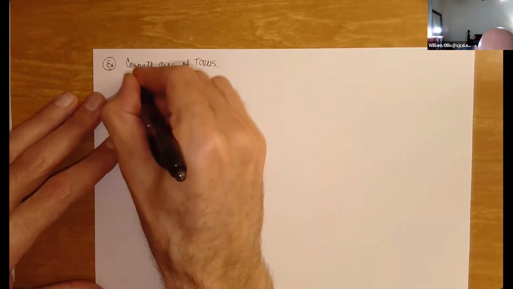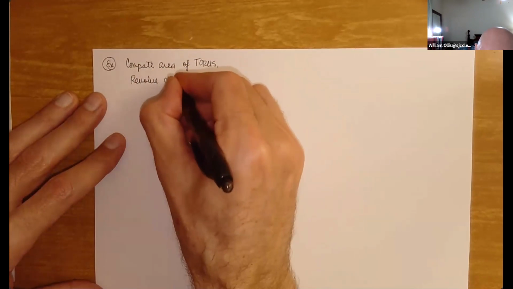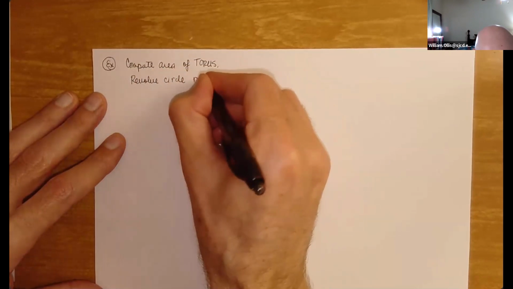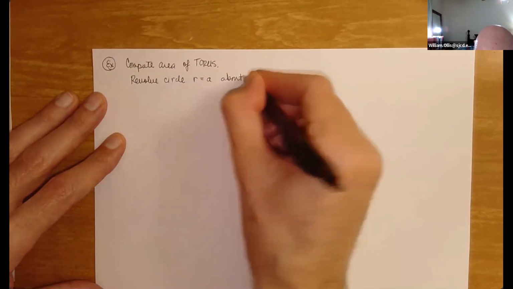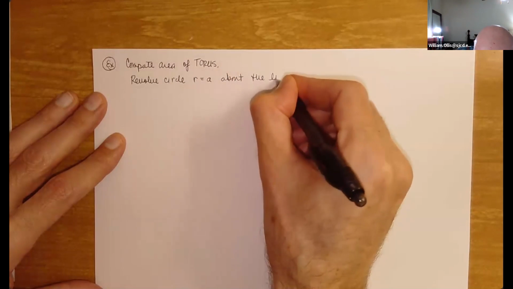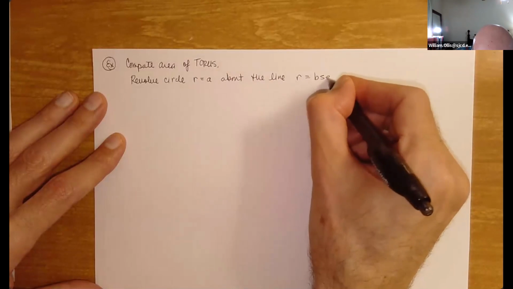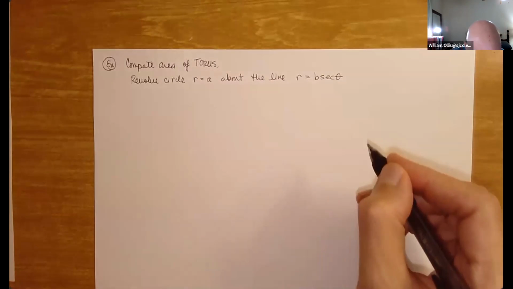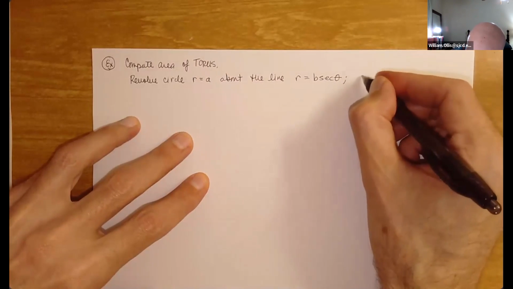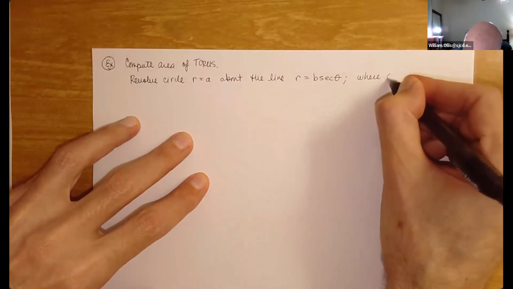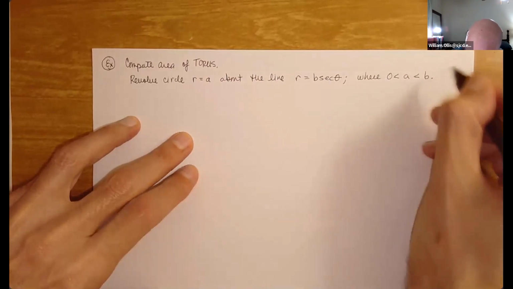And what we do is we revolve the circle r equal a about the line r equal b secant theta. So this is in terms of polar. So we're going to attack it with our new formula. In this case, where a and b are both positive, but a is less than b.